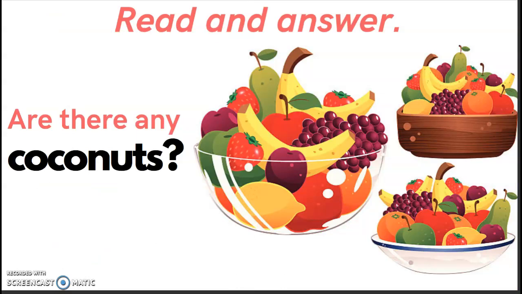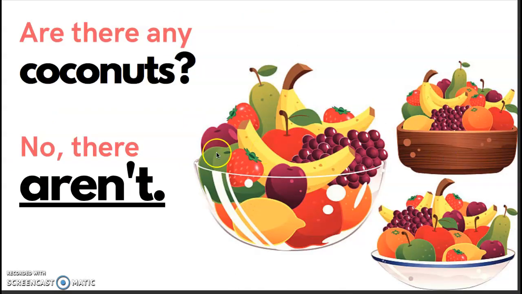Read and answer. Are there any coconuts? Look at the picture. Are there any coconuts? No, there aren't. Aren't is the negative. No, there aren't. Que no hay. No, there aren't. Very good.